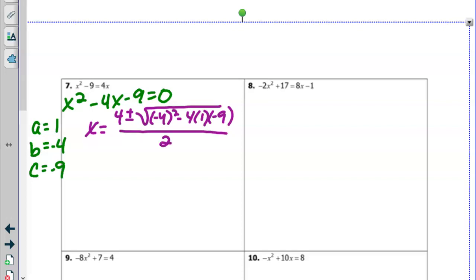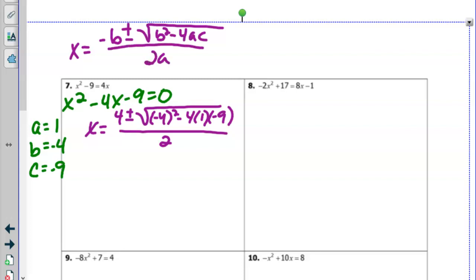Kayla? Why did the 4 become positive instead of negative? Because the equation is opposite of b plus or minus square roots of b squared minus 4ac all over 2a. So because it's the negative b, or the opposite of b, you take the opposite sign. You could write down negative, negative, but if it was a positive, then it would be a negative. Yes, exactly. Okay. All right, what's going to be underneath the radical?